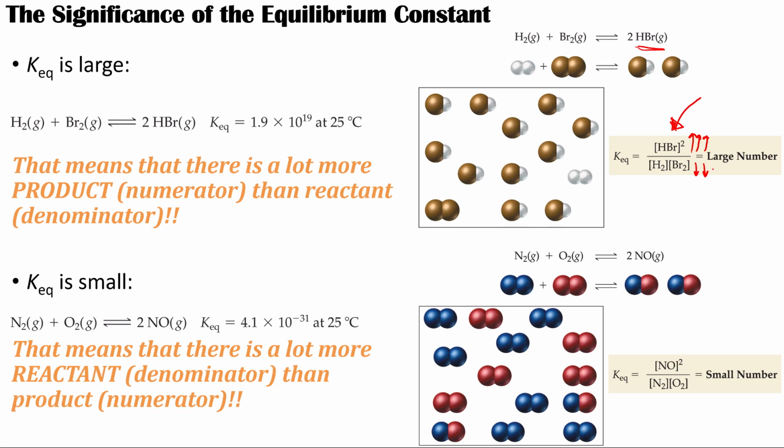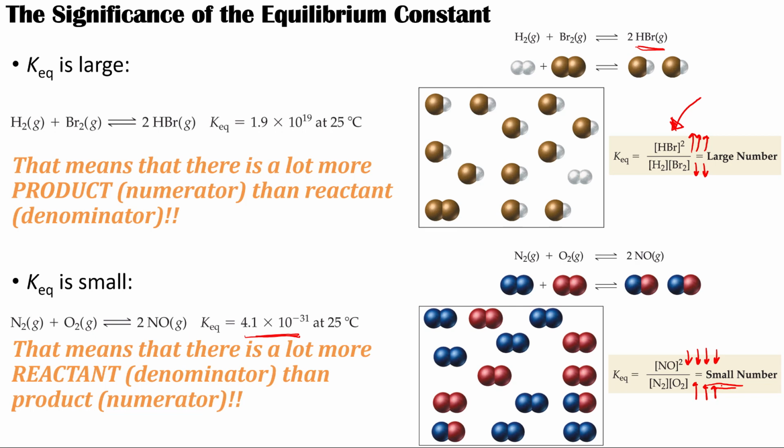And if K is small, then that means that there's more reactant than product. Because if you have a little bitty number, like 4.1 times 10 to the negative 31, then the numerator is going to be very, very little, and the denominator is going to be very, very big in order to give us that small number.